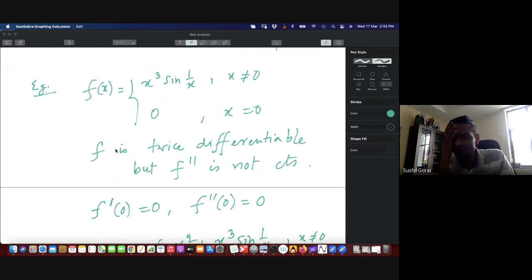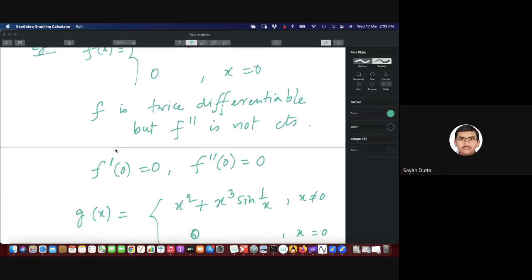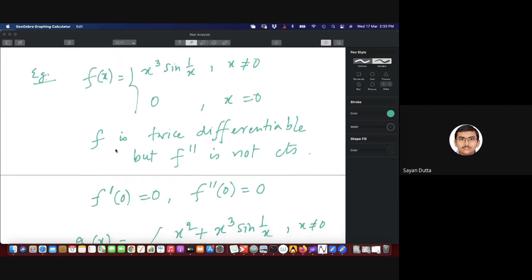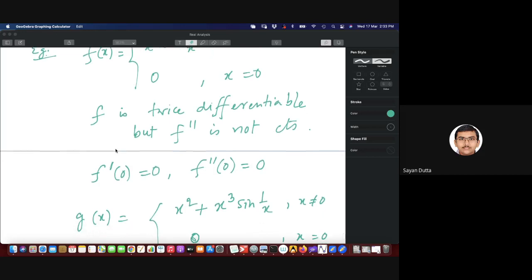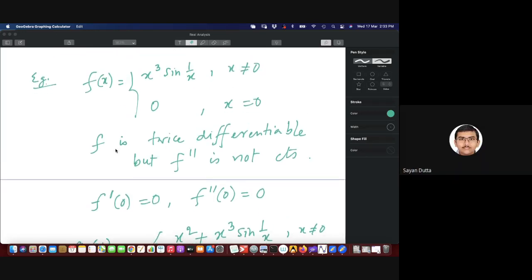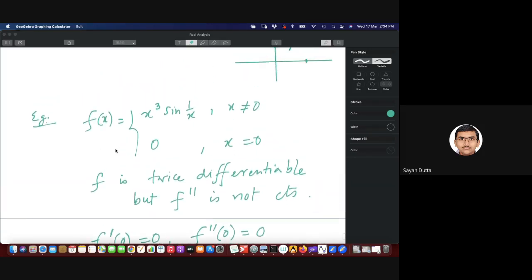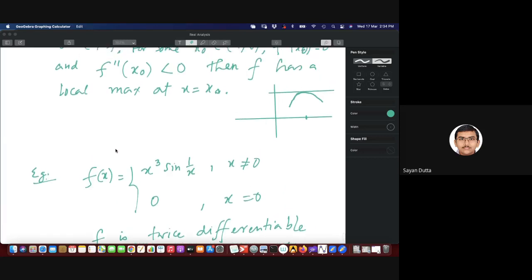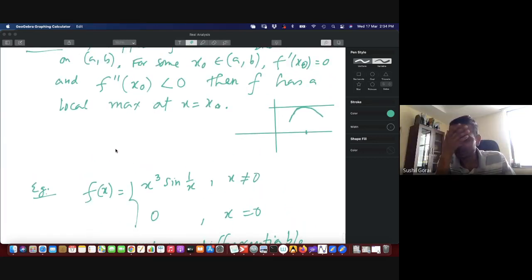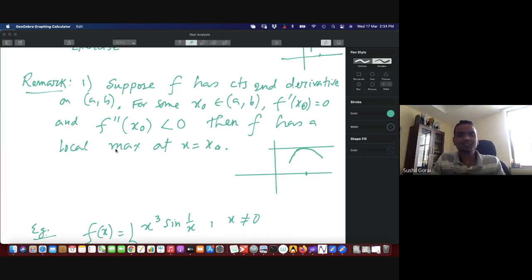So what was your question? My question was, if we do not take this assumption of f double prime being continuous, then give a counterexample to show that this assumption is necessary. No, this assumption is not necessary. That is true. But there is a question here, right?